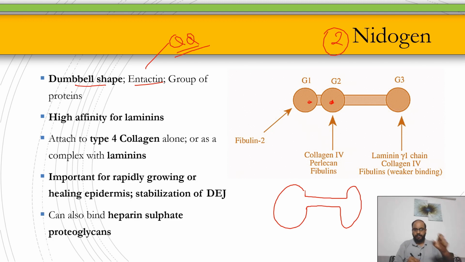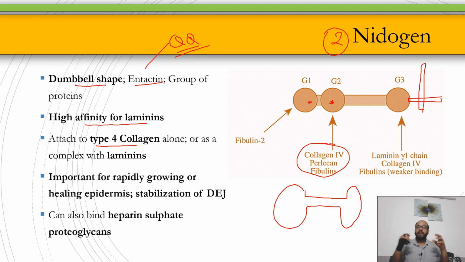These are a group of proteins. They have high affinity for laminins. So what actually happens is at the third globular area, this acts as an attachment zone for laminins. Now this is not to scale. Nidogen is a very small protein. Laminin is a relatively very large protein. Okay. Now the third part has high affinity for laminins. It also attaches to type 4 collagen. So here you can see this is a type 4 collagen binding site. Either it can bind to type 4 collagen alone or it can bind laminins and type 4 collagen.